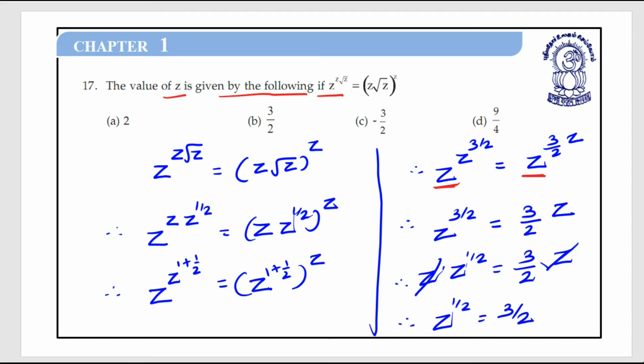So take the square on both sides, so z is equal to (3 by 2) square, which is equal to 9 by 4. 3 square is 9 and 2 square is 4. So option D is the right answer, 9 by 4.